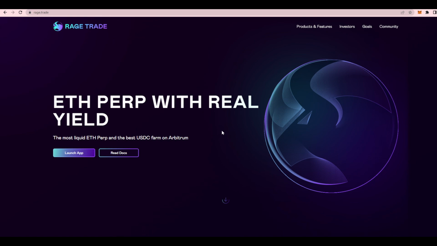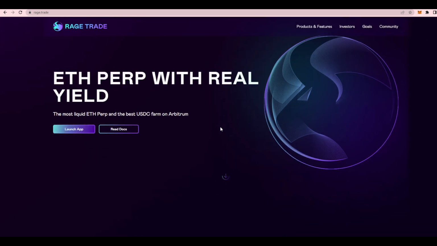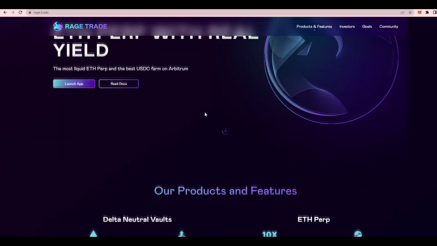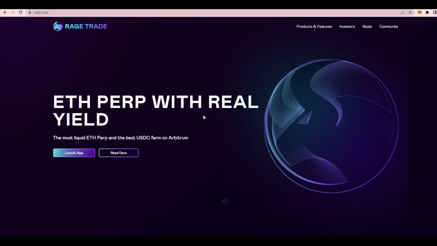Now, Rage Trade, because it is recently live on mainnet and it doesn't have a token, you're highly likely to get an airdrop from this. And in fact, I think they have confirmed on their Twitter beforehand that they will be doing an airdrop. And so it does make sense to actually go ahead and use Rage Trade, give the devs some feedback, and I'm sure they'll be happy to take it.